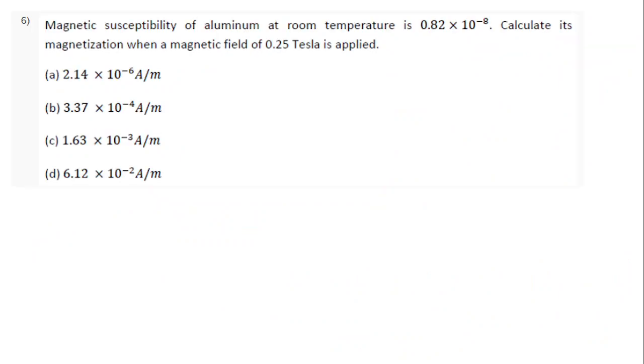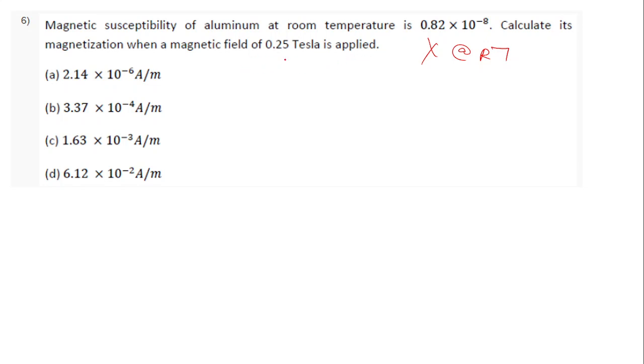Okay, next question: magnetic susceptibility of aluminium at room temperature is this. Susceptibility is this at room temperature. Calculate its magnetization when a magnetic field of 0.5 Tesla is applied.